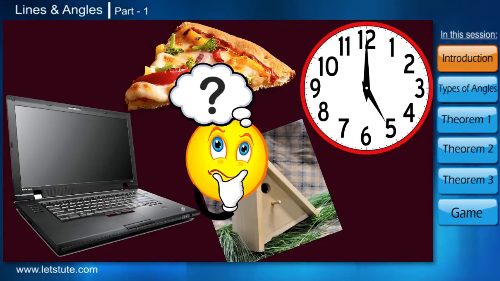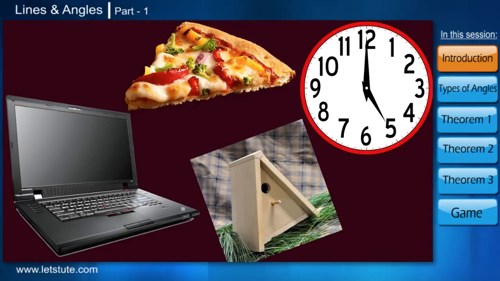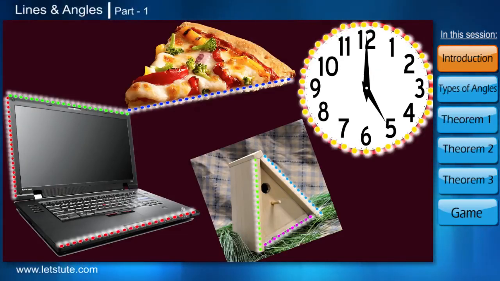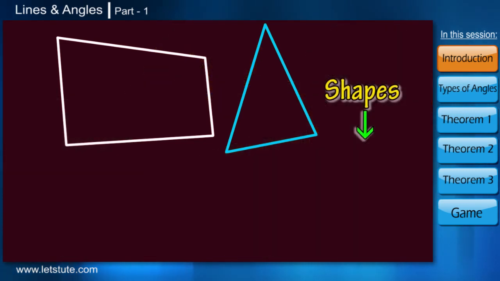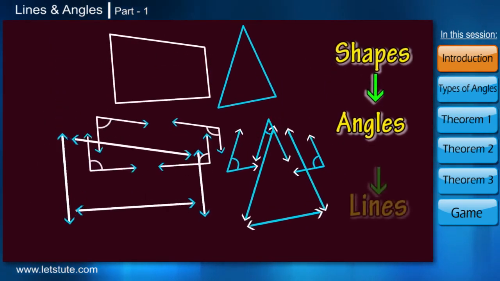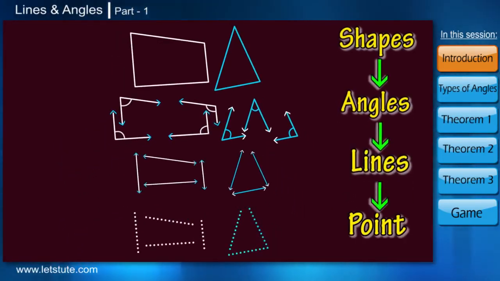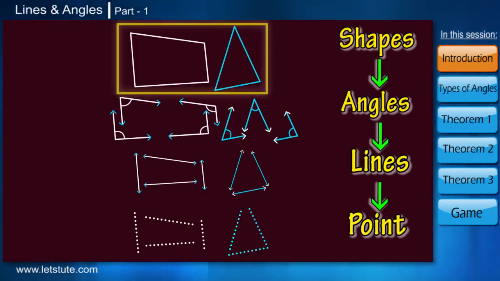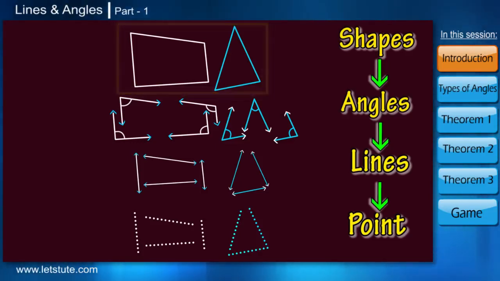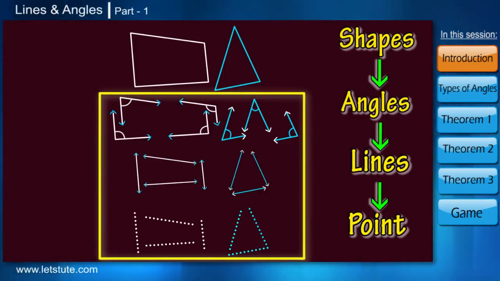I'm sure many of you must have identified various shapes in these images, but we never see the things as a bunch of angles or few lines or just a cluster of few points. When we break down all these shapes, it comes down to angles, further we get lines, and at the end we have a point. So, today in this session, instead of learning the shapes as whole, let's learn the various elements that form these shapes.